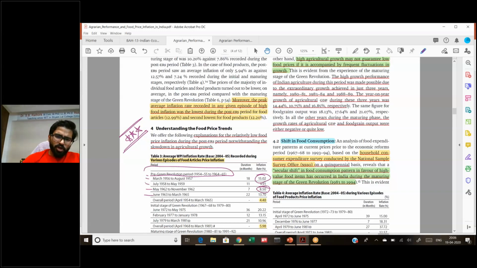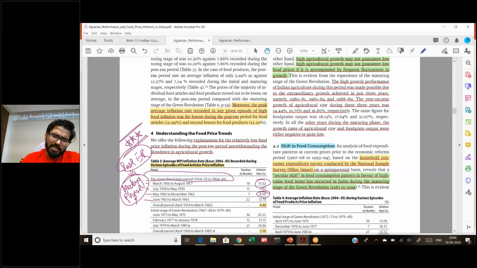Especially, we want to know why the post-economic reforms era had lower inflation versus the maturing phase, because the maturing phase saw a huge expansion across the spectrum. We see that there was a huge expansion in yield as well as output. So why is it that on one hand you are saying that the economic growth in agriculture and the output are higher here, but at the same point the inflation is lower here? In fact, the inflation is the highest in this period. So why is this not matching up? We will go into these 7 reasons for that.